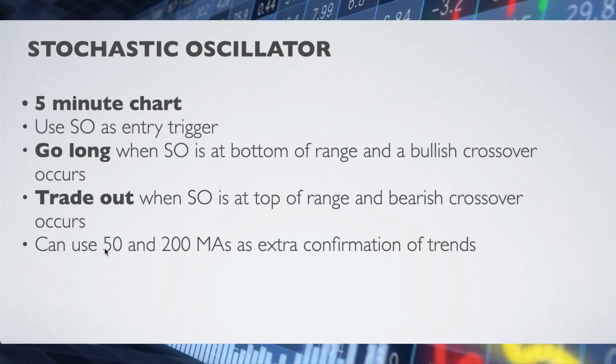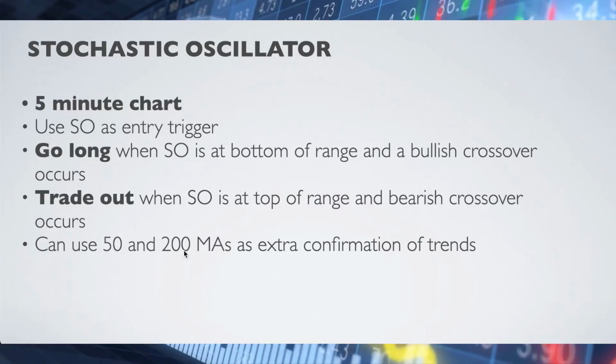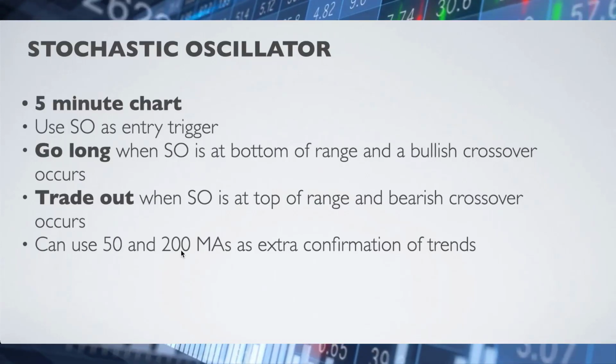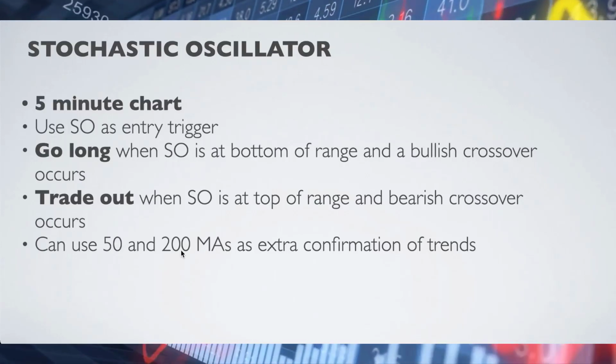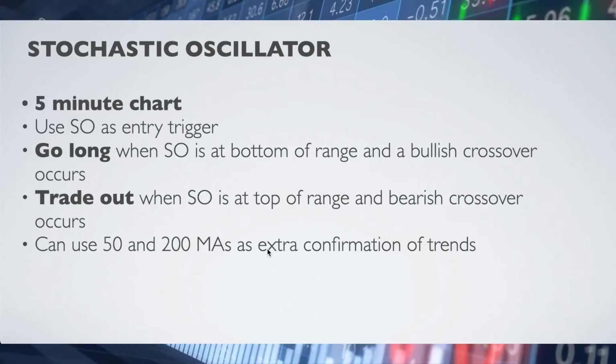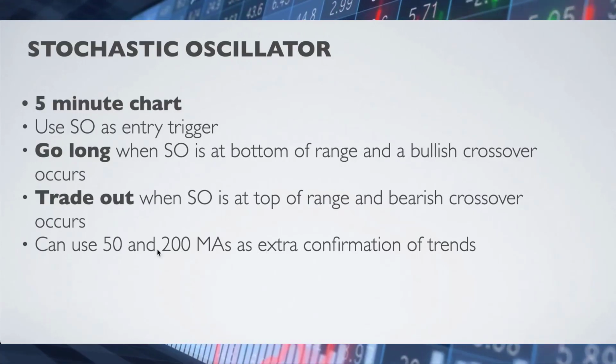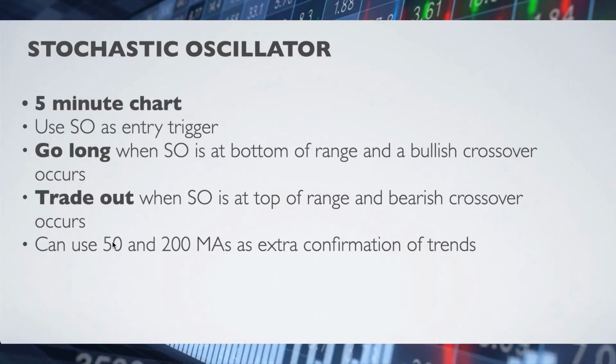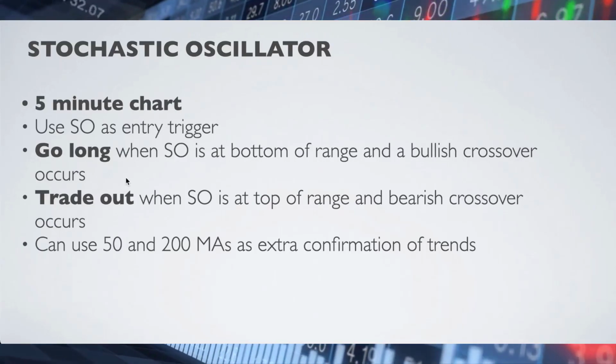And you can use both the 50 and 200 period moving averages as extra confirmation and some extra information that we need. For example, if the price is above the 50 period, it's telling us that the short-term trend is bullish. And so that may be good for us to go long and try and ride that trend.